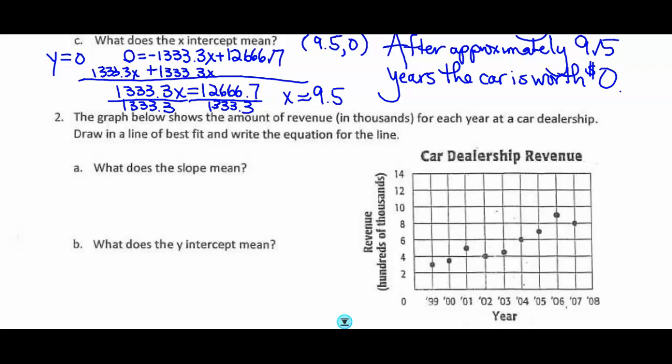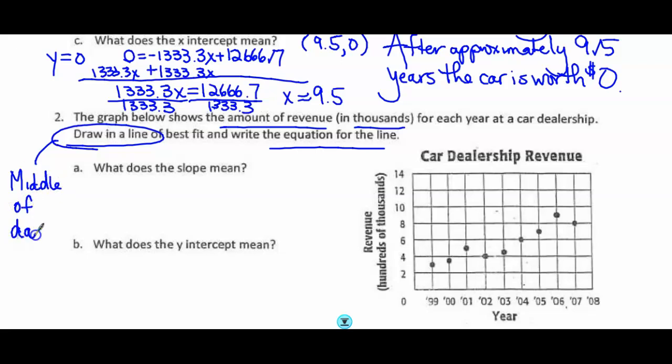The graph below shows the amount of revenue in thousands, so this is in thousands again, for each year at a car dealership. This time it asks you to draw a line of best fit and write an equation. Now hopefully you have something you can use as a straight edge. It's hard for me to draw on the board, but I'll try my best. When you draw a line of best fit, it should go through the middle of the data. So you want to draw a line that goes through the middle of the data the best you can with a ruler or straight edge if you have it, having the same amount of points above and below.